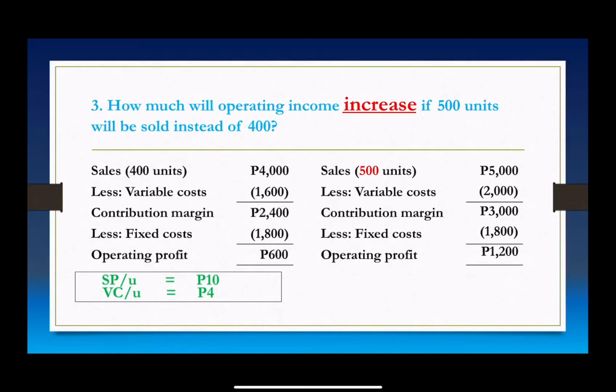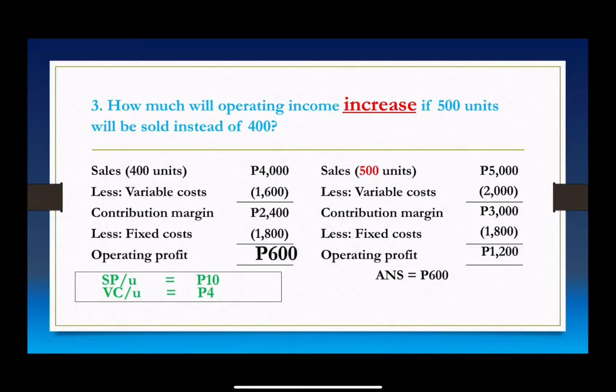However, 1,200 is not our answer because the problem asks for the increase. So we have to compare this 1,200 with our existing operating profit of 600. The difference between 1,200 and 600 is 600. So the answer is an increase of 600 pesos.